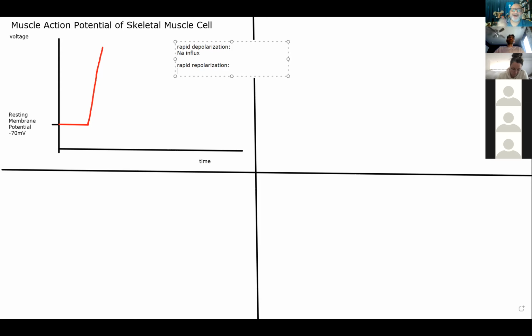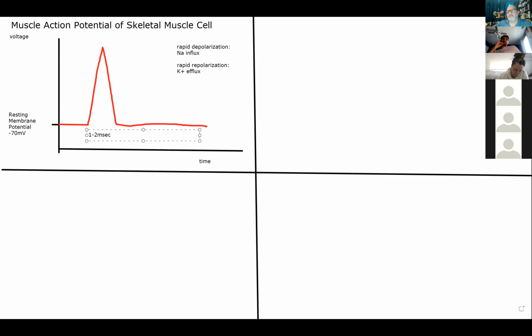But like a neuron, what ion is primarily responsible for the repolarization? Potassium. Yeah, leaving. So the efflux of potassium out of the cell causes it to just as rapidly repolarize, and then it's back to rest. And as we talked about, this action potential takes somewhere on the order of 1 or 2 milliseconds. It is an incredibly rapid, almost instantaneous process.